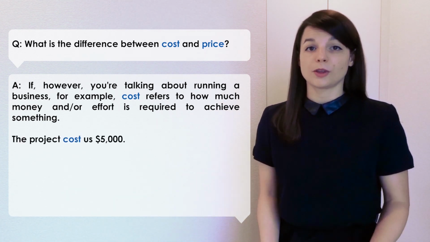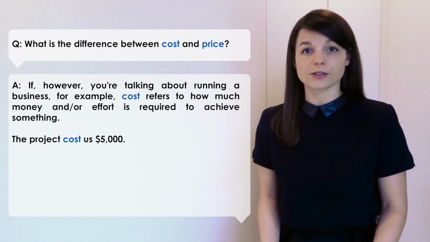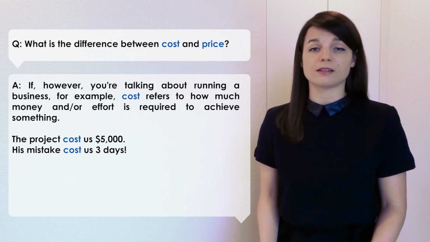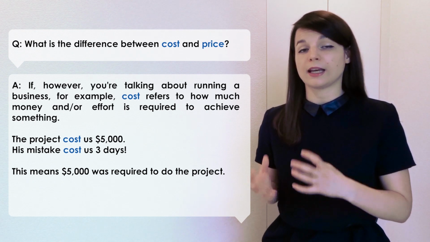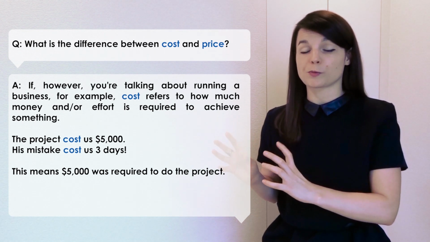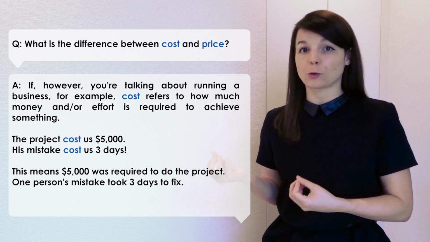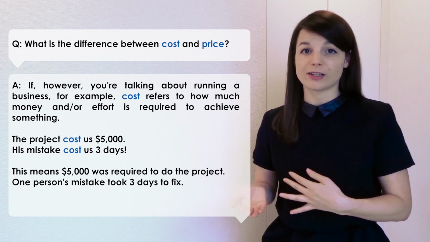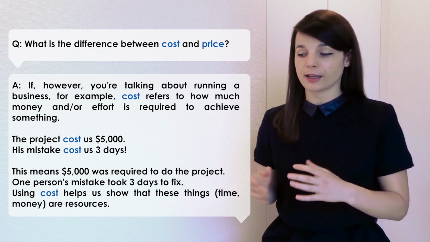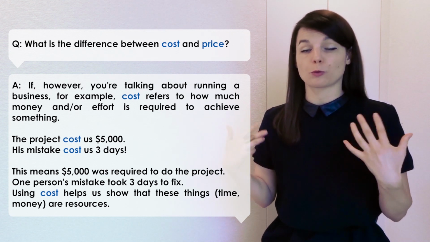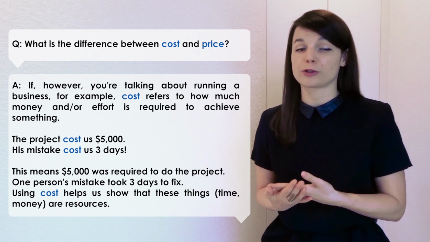Some examples. The project cost us $5,000. His mistake cost us 3 days. So these sentences mean that $5,000 was required to do the project. In the second example sentence, a mistake required 3 days to fix. So this use of cost can refer to effort or resources required in order to do something.